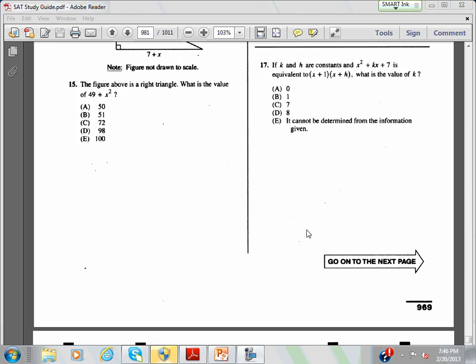Okay, so this is my attempt to talk myself through this problem in test 10, section 5, question number 17 on page 969. So it says, if k and h are constants, and x squared plus kx plus 7 is equivalent to parentheses x plus 1, close parentheses, open parentheses, x plus h, close parentheses, what is the value of k? So my first reaction is to FOIL this information that they've given us.